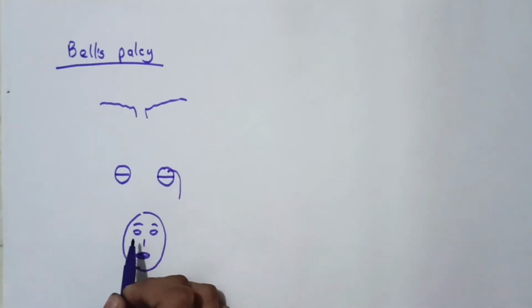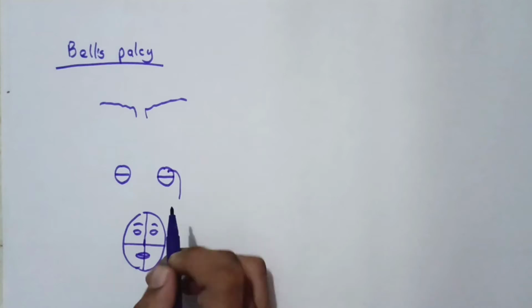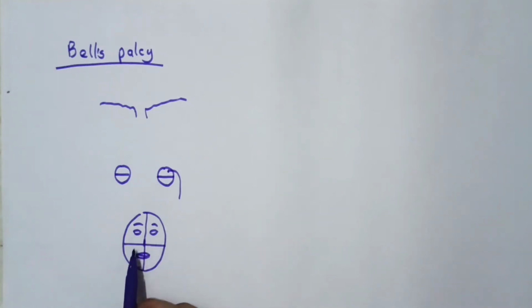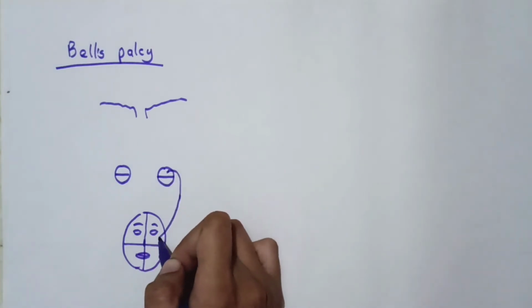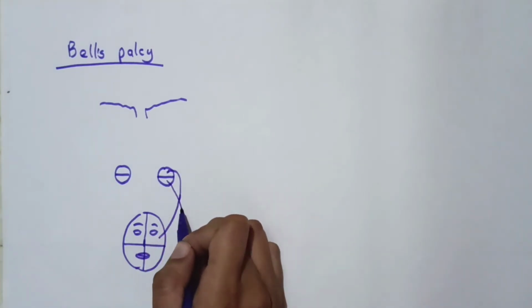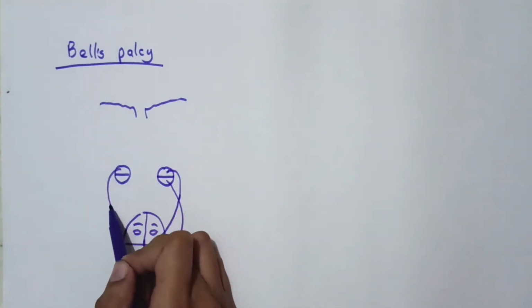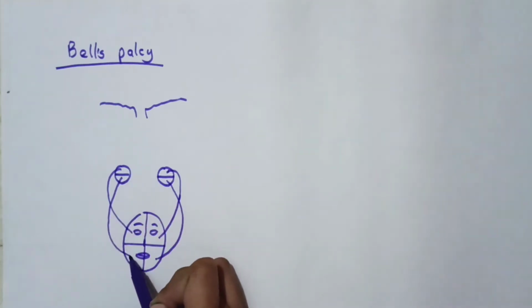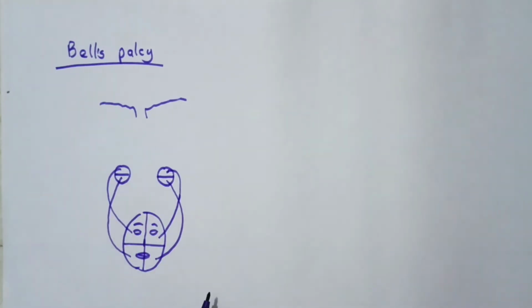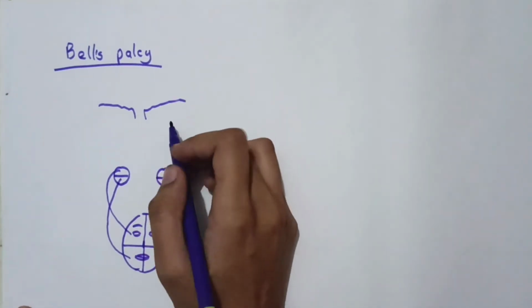Of the nucleus, we have divided the face also into four quadrants: right, left, upper and lower. The upper part of this nucleus will supply the upper half and the lower part will supply the lower half. Same on this side, the upper part will supply the upper half of the face and the lower part will supply the lower half of the face.